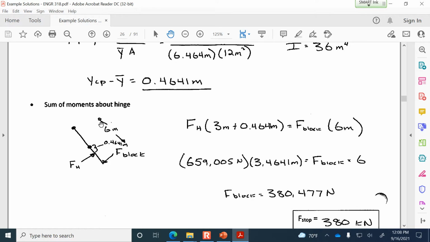And so in the final estimation here, you can see what I'm saying is overall the distance from the hinge point to the block is 6 meters, and the gap is 0.4641 from the centroid to where the force is applied. So then the moment distance for the counterclockwise rotation will be 3 plus that gap distance. And then we know the hydrostatic force magnitude, and we know the clockwise rotation distance, and the only unknown then would be what force is resisting the hydrostatic force of the gate. So the force of the block is going to be less than the hydrostatic force because the moment distance is longer from the hinge point to where the block is applying it. So the stop is only experiencing a force of 380 kilonewtons.